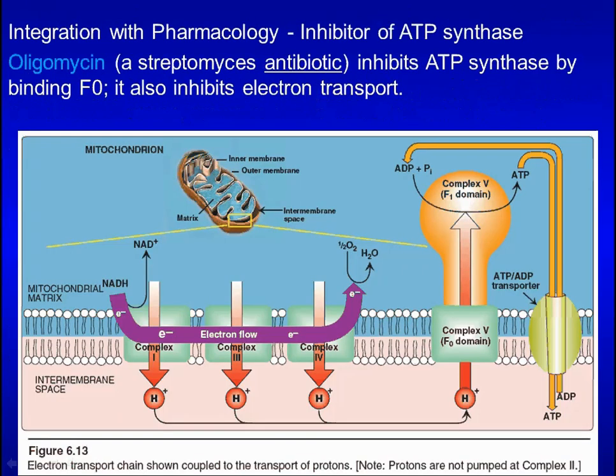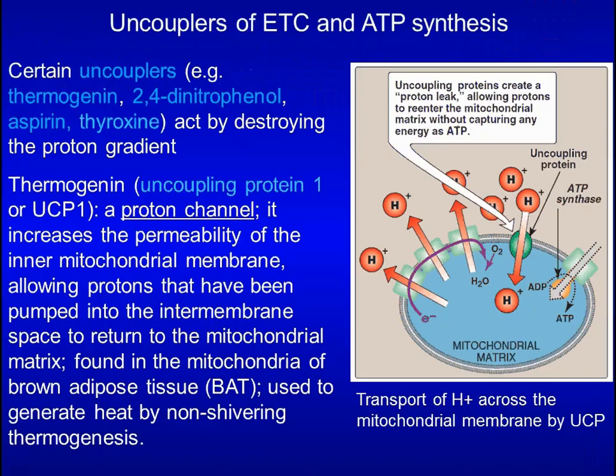Here is integration with pharmacology. Oligomycin is an antibiotic. It inhibits ATP synthase by binding the F0 region of the enzyme. Since the electron transport chain and oxidative phosphorylation are coupled, inhibition of ATP synthase also blocks the electron transport chain.